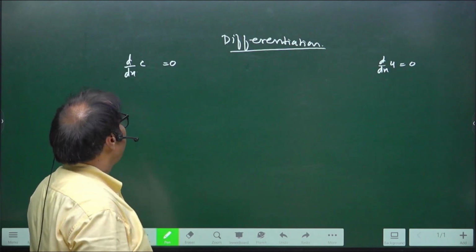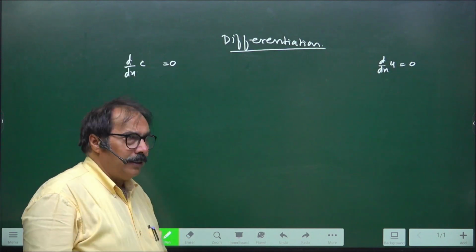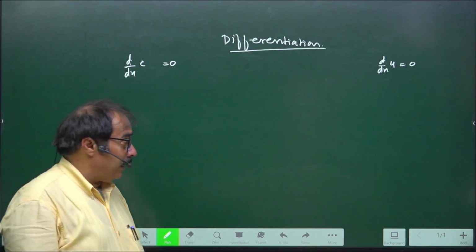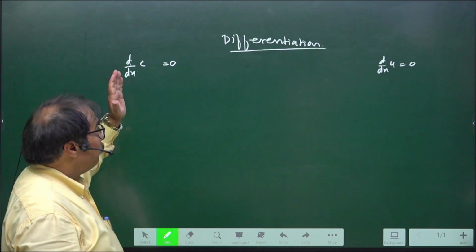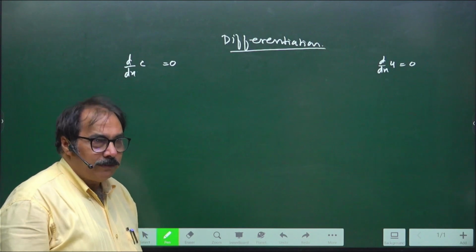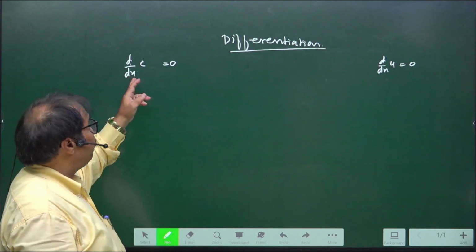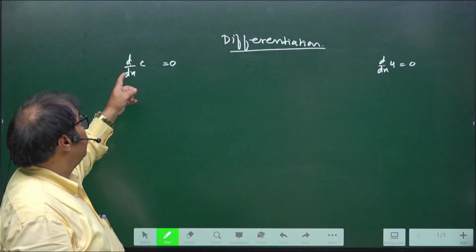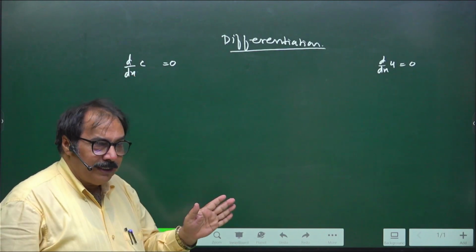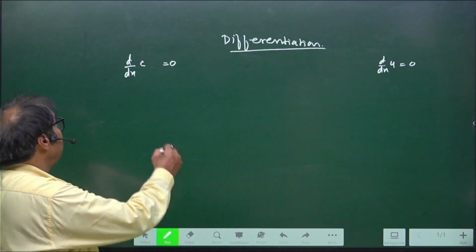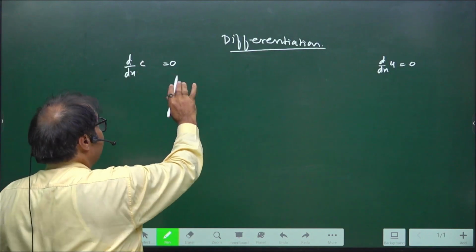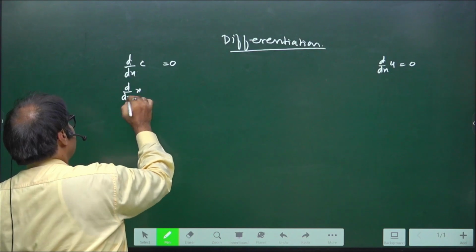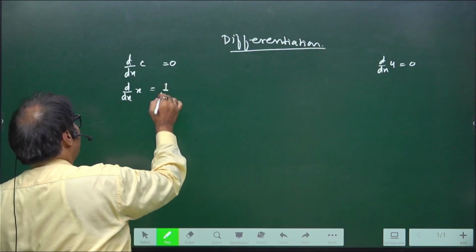In general, except x and y, all the letters are considered as constants. Why? Because y represents the function, y is equal to f(x), and we are differentiating the function with respect to x. So y and x will not be considered as constants. So dy by dx of a constant is equal to 0. And d by dx of x is 1, right?